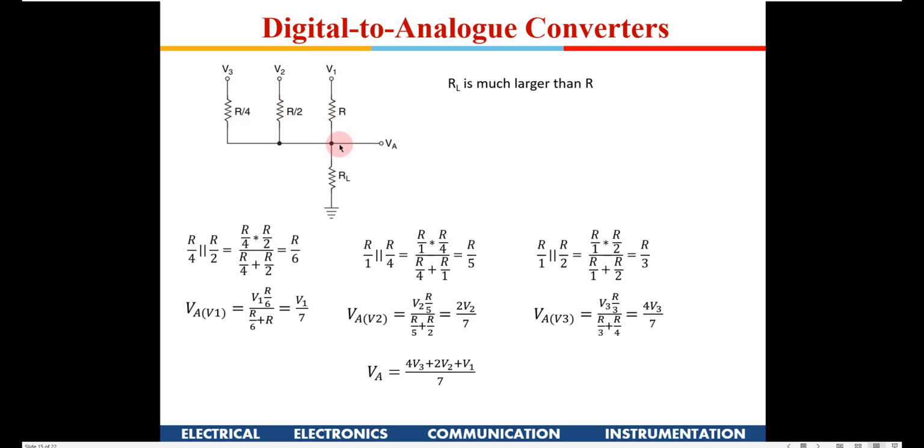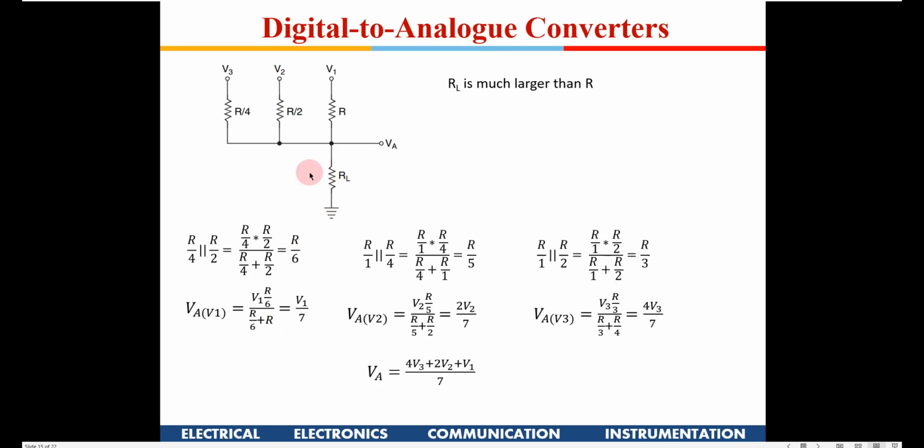And now what is the voltage VA? This is ground out here, and this total resistance is R by 6. So I have the potentiometer rule, the voltage divider rule, to find VA, right? What is the voltage divider rule? It will be V1 into this resistance, which is R by 6, divided by R plus R by 6, right? So I get V1 by 7. So this is the output voltage because of V1.